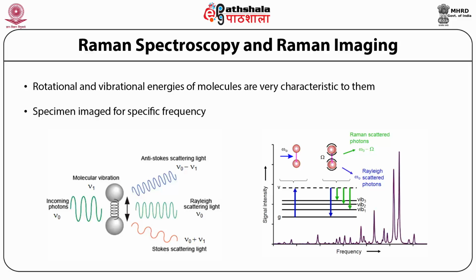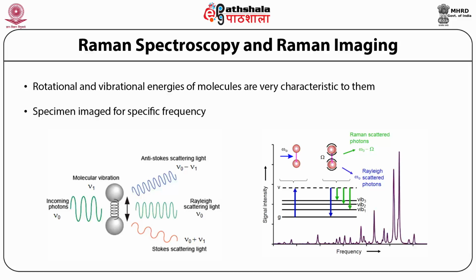Through energy level diagrams, if you want to understand it, you have a ground state, and the incident light takes the molecule to some virtual state V, from where the molecule can end up back in the ground state, or can end up in some one or the other vibrational state, and this is the case for the Stokes scattered light.